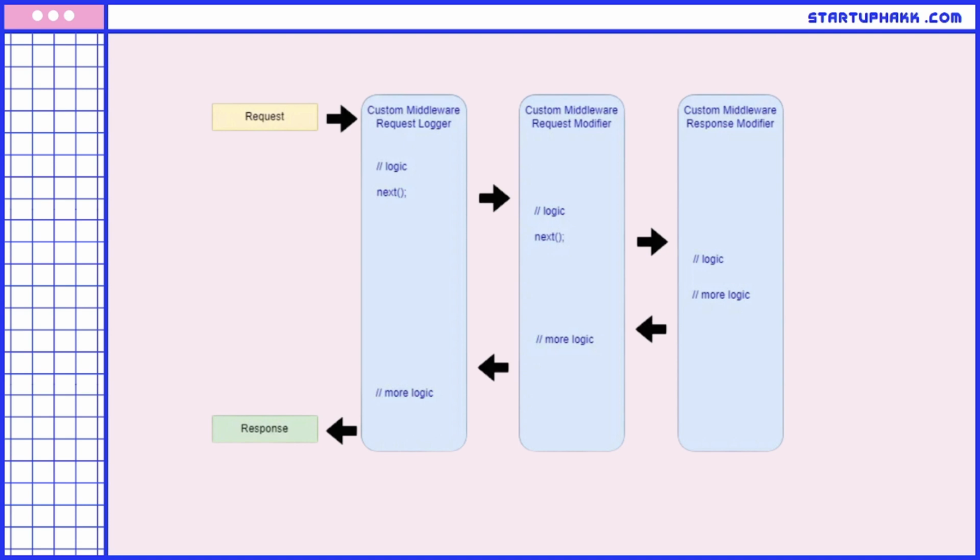Response preparation: the application processes the request at this stage. No middleware modifies the output. Response modification: as the response travels back, the response modifier middleware adds a custom header. Output: the response now includes a custom header. So the final response, now modified by the middleware, is sent to the client.